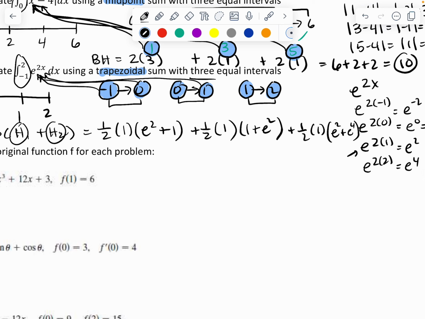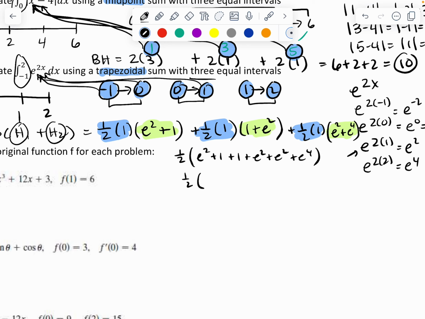Now let's simplify this thing. It looks rather ugly. Okay, notice that they all have a 1/2 times 1. So I can pull that out of all of them. 1/2 times 1 is just 1/2 times, and what's left over? So what's left over is all of this stuff, right? So I'm just going to write down everything that's left over with plus signs in between. So it's e squared plus 1 plus 1 plus e squared plus e squared plus e to the 4th. And then maybe just combine some like terms.